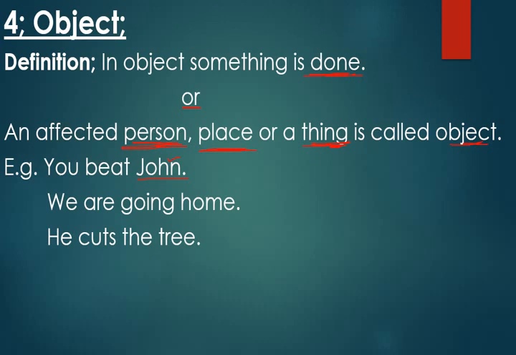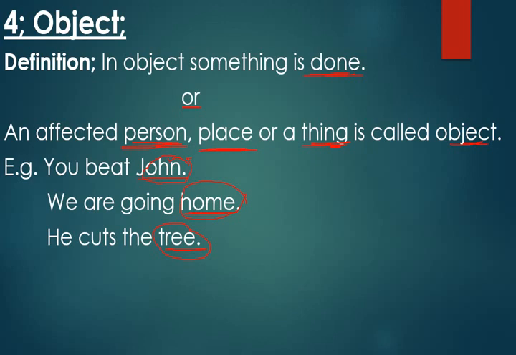Second example, we are going home. We are going where? Home. Home is the affected place. And he cuts the tree. Tree is the affected thing. So in object something is done, or an affected person like John, affected place like home, affected thing like tree is called your object.